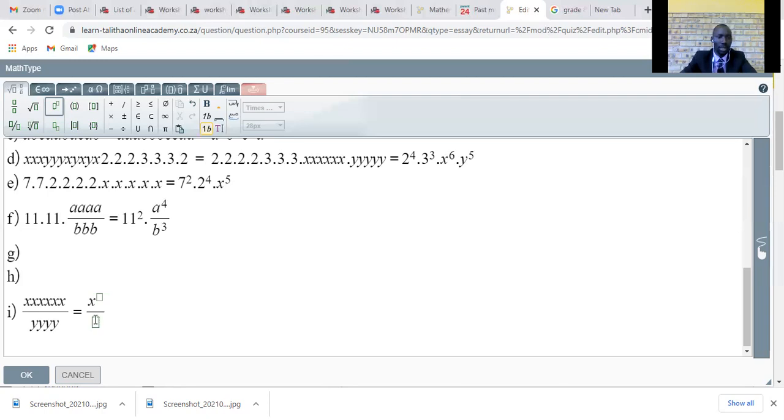And now the next is y. 1, 2, 3, 4. So we say y has got 4 appearances. So this will be y with exponent 4. Okay. So now, let me see. We are done with I. Yes, that's all for I.